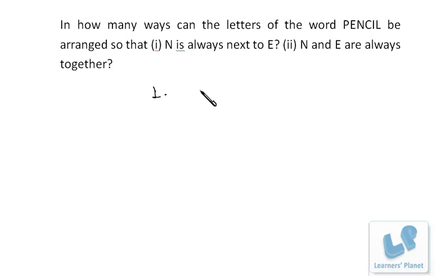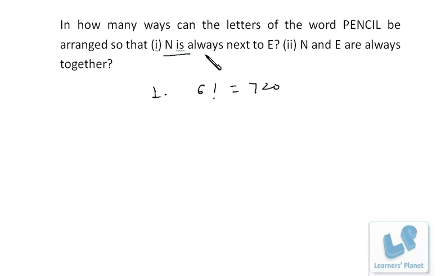Then how many words will I be able to form? That is 6 factorial. 6 letters are there, that means 6 places are there, and 6 places are to be filled up by 6 letters. That means 720 or 6 factorial ways will be there. So that is no restriction, no condition at all.